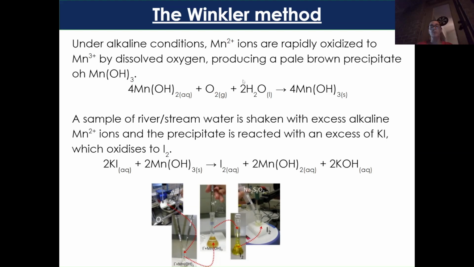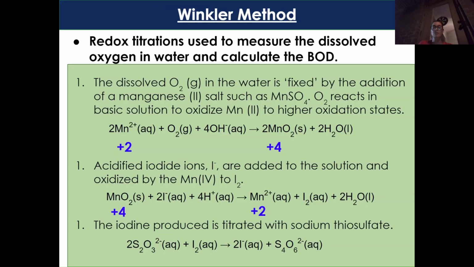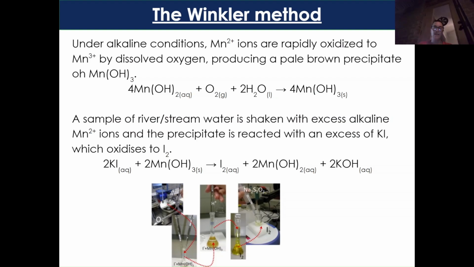So what would you see visually when you do this reaction? Well, when you add the manganese 2+ ions under basic conditions to a solution of water, it produces a pale brown precipitate. Usually it's manganese hydroxide. It doesn't have to be manganese hydroxide that you are adding to the oxygen. Like I said, it could be manganese sulfate. It doesn't matter as long as it's Mn2+. But in this case, we added manganese hydroxide. And when it does that, a pale brown precipitate will be produced.